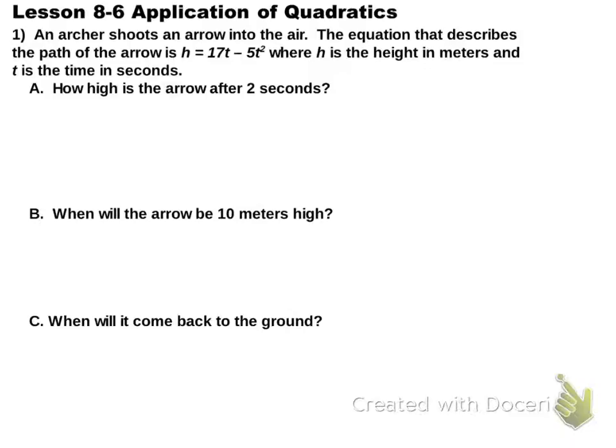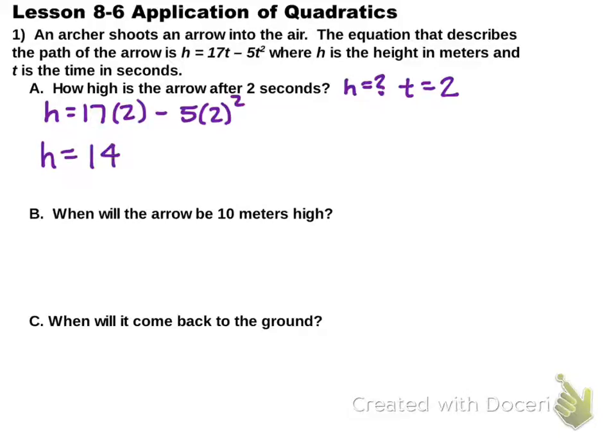All right, so how high is the arrow after 2 seconds? This is asking basically what is h when t is 2. So I have an equation, I can replace t with 2. So 17 times 2 minus 5 times 2 squared. I'm going to put that straight into my calculator just like you see it and find out the height. My height is going to be 14 meters. So at time 2, I can find how high it was.